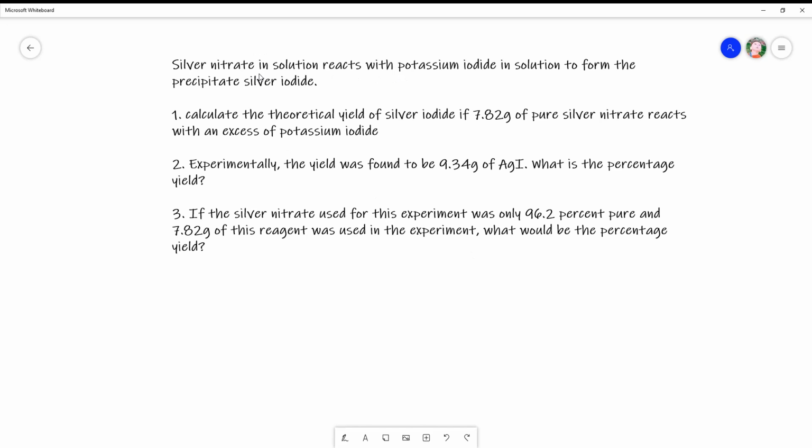The problem I was given is silver nitrate in solution reacts with potassium iodide in solution to form the precipitate silver iodide. The first part of this problem is to calculate the theoretical yield of silver iodide if 7.82 grams of pure silver nitrate reacts with an excess of potassium iodide.